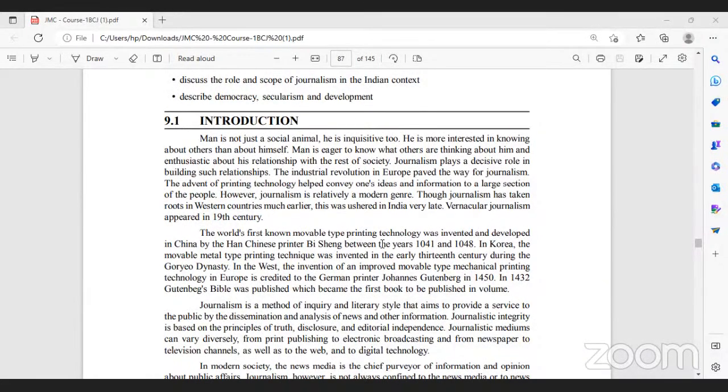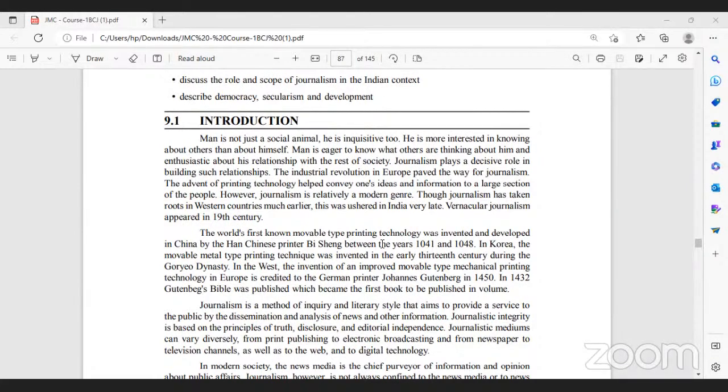Later on, printing technology helped everybody pass on information easily in print form. It is, however, a modern genre. When we say journalism, it is something related to modern society, and it has taken roots in the Western countries. However, it ushered into India very late, after the colonies and British rule. Vernacular journalism appeared in the 19th century.